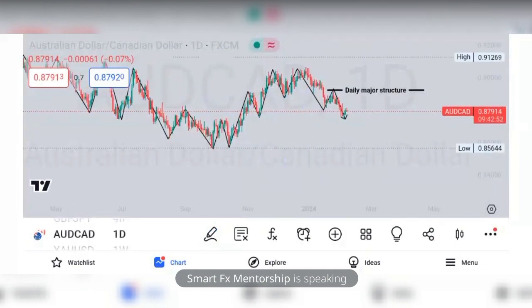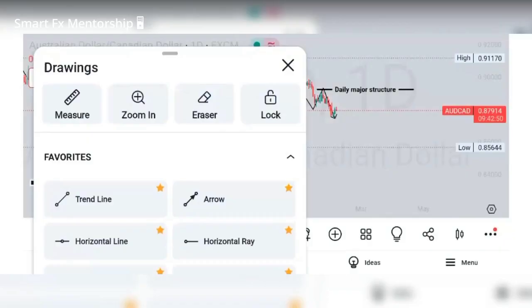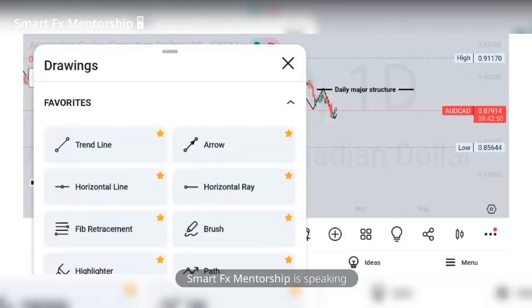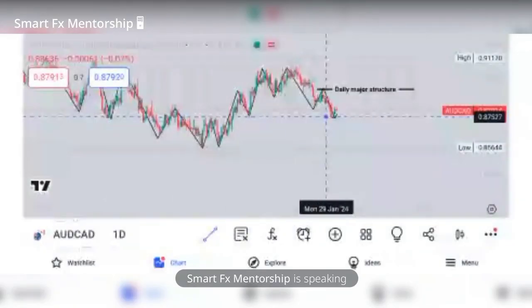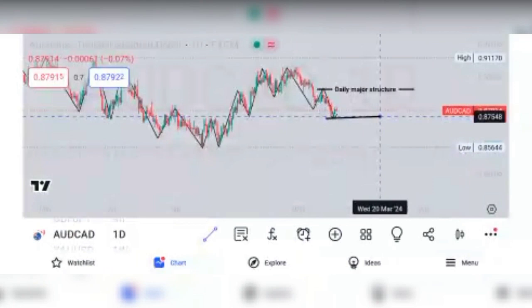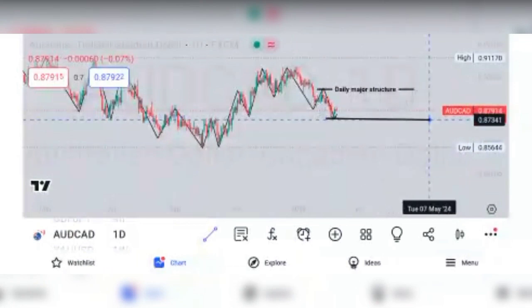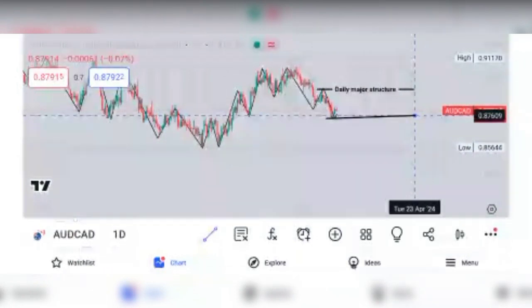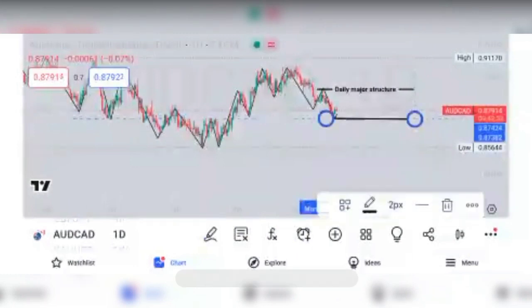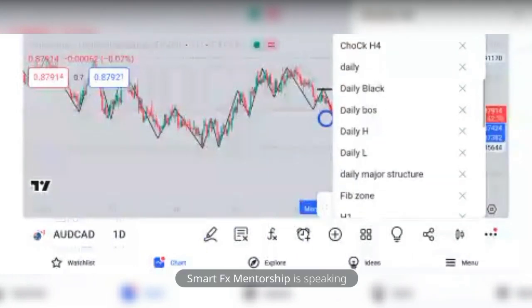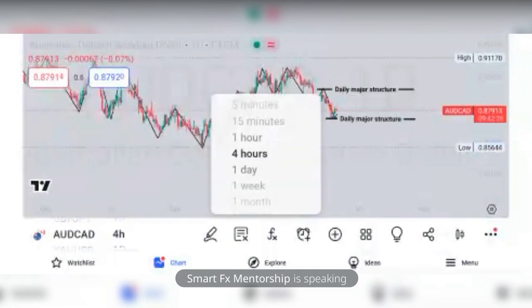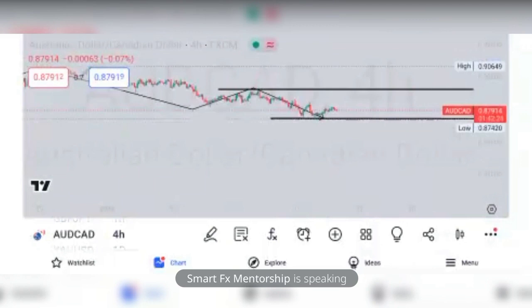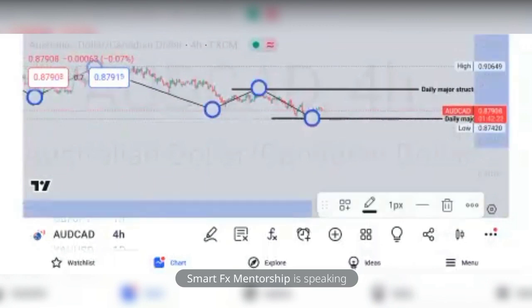Then we mark out the last low. This is the lowest point market came. You mark it out. Also daily major structure. Remember, this is on a daily time frame. Then we go to 4-hour time frame. After we are done with this, we can delete this part we used to mark out our zone. So this is on 4-hour time frame now.